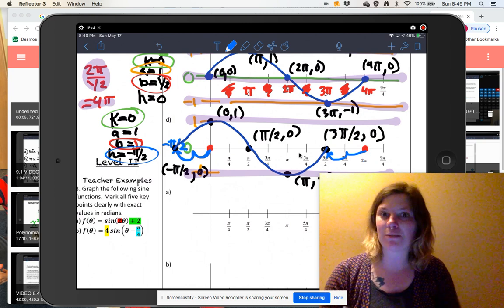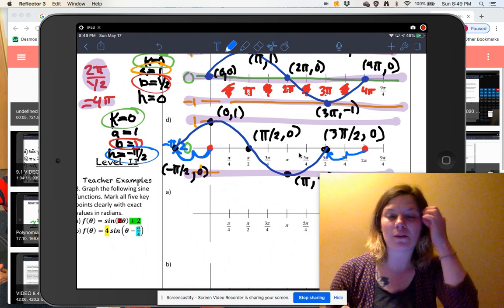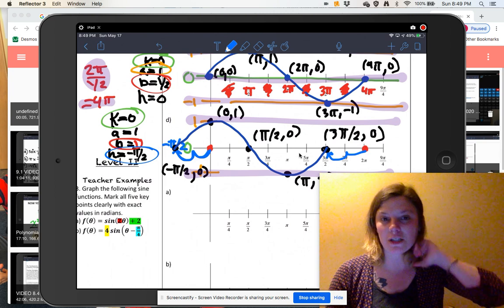So yeah, use Desmos to check your answer. Make sure you got that right, or use a calculator. You can also check your answer that way.